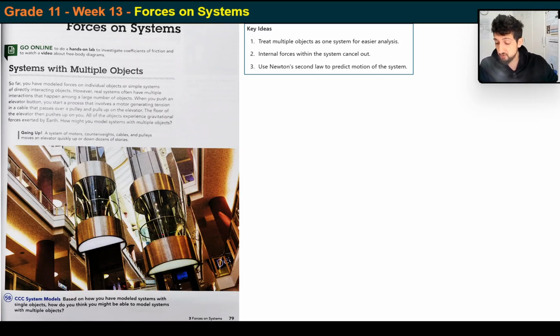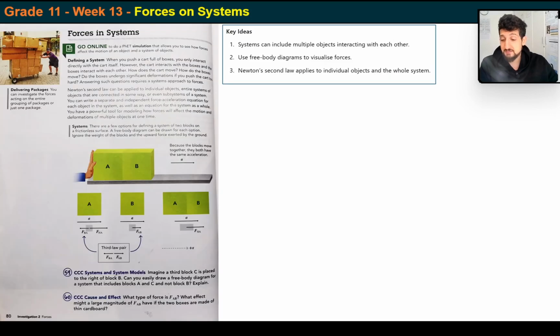Based on how you have modeled systems with single objects, how do you think you might be able to model systems with multiple objects? Exactly the same way. So we draw a free body diagram, we show all the forces acting on the object, and then we add them together, work out the net forces. So much easier if I just show you. Okay, so you'll see how that works.